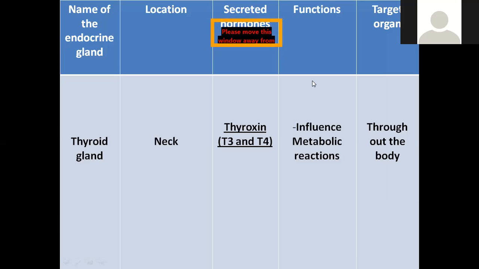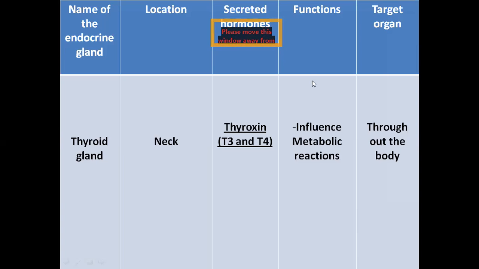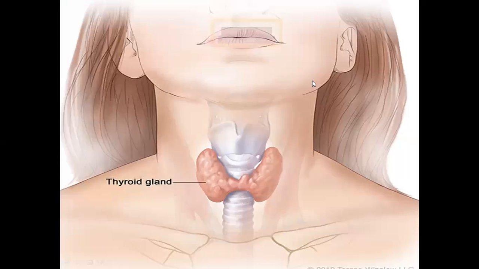Thank you, guys. So the thyroid gland is found at the level of the neck. It secretes two hormones, thyroxine in its forms T3 and T4, and they influence the metabolic reactions and work at the level of the whole body. Here, this is the thyroid gland, found at the level of the neck. Here we finished for this session. So here we finished the first part related to the endocrine system.